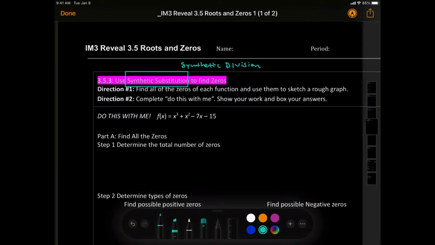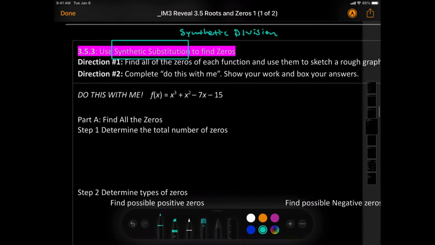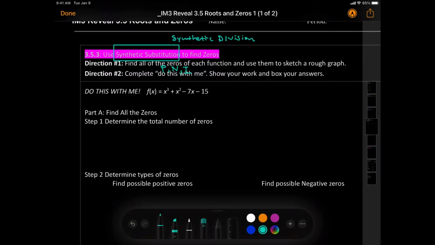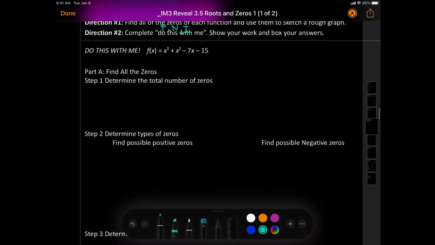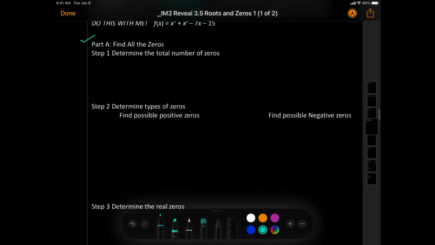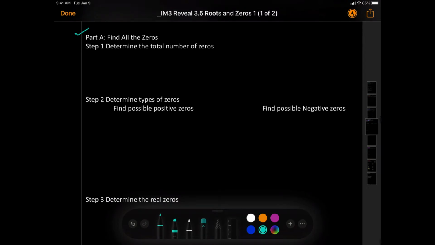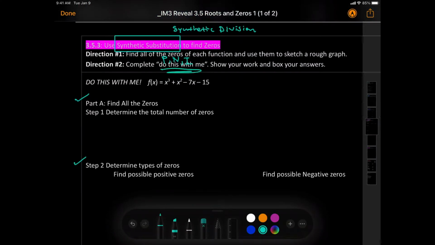Okay, so directions: find all the zeros. Remember, we learned previously that zeros are positive, negative, and imaginary for each function and use them to sketch a graph. So we basically know how to find all the zeros. And then this part will be new, determining the real zeros, and we already know how to figure out the type of zero. So let's go ahead and do this with me here. F of x equals x cubed plus x squared minus 7x minus 15.